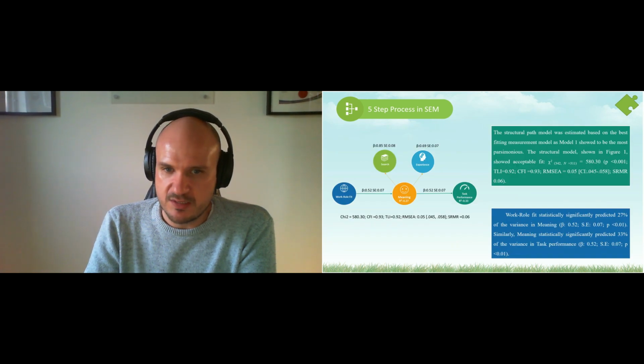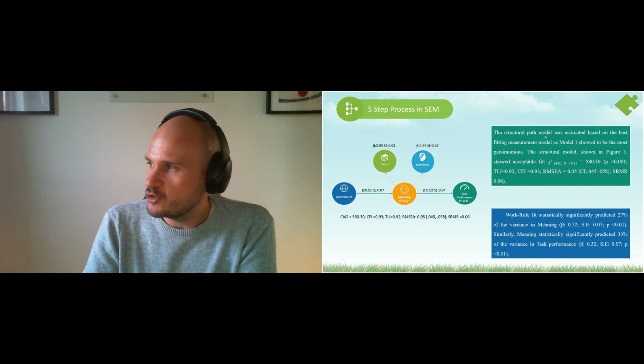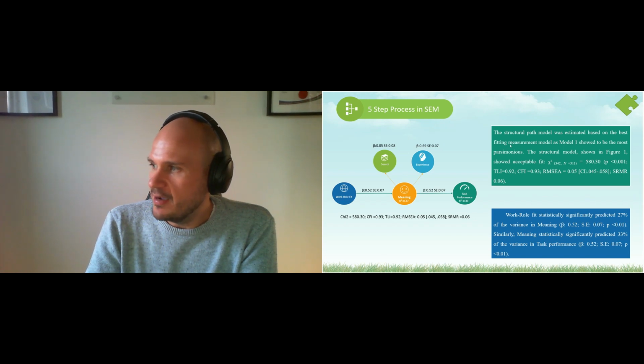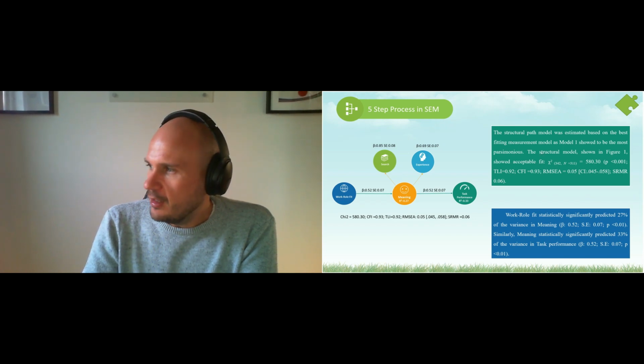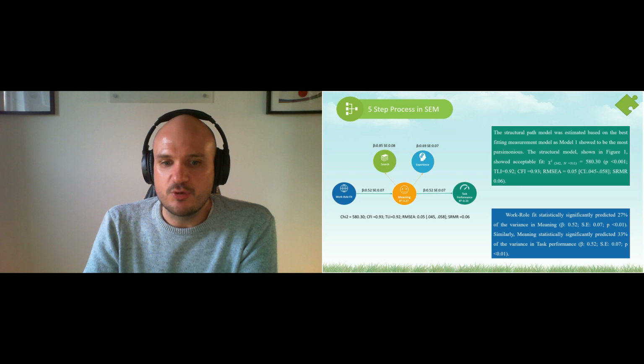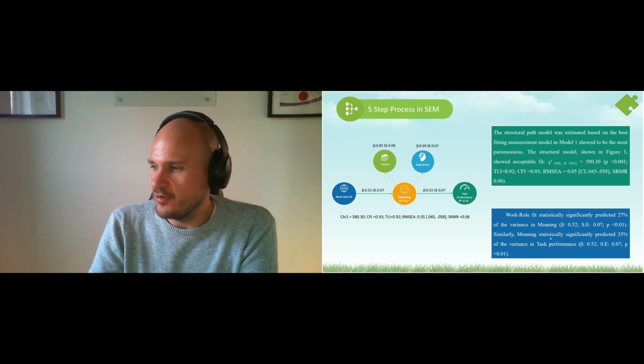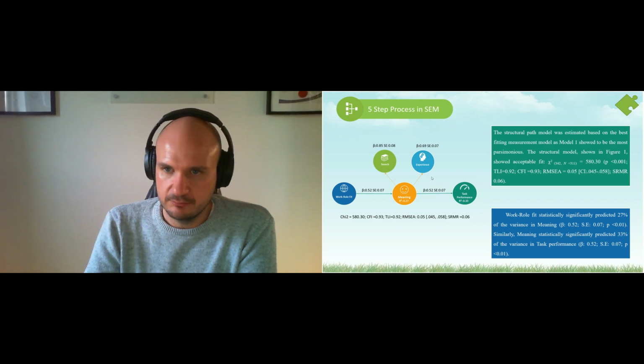So how do we interpret this? The first thing is we speak about the overall fit. In our paper, we say the structural model was estimated based on the best fitting measurement model, and the structural model was shown to have acceptable fit. Then we get to the most important thing. How do we interpret this? So work role fit predicted 20% of the variance in meaning, and similarly, meaning predicted 33% of the variance in task performance at that strength.